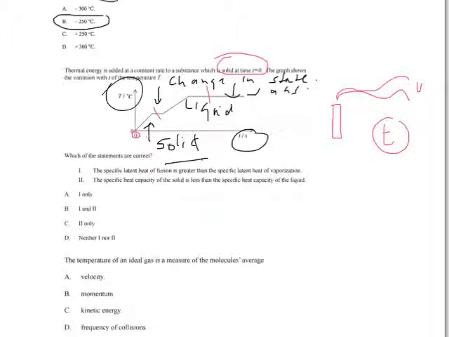Okay, so specific latent heat of fusion, is it greater than the specific latent heat of vaporization? No, it's not, because this one is way bigger. The second statement, the specific heat capacity of the solid is less than the specific heat capacity of the liquid. Let's have a look at that more closely.